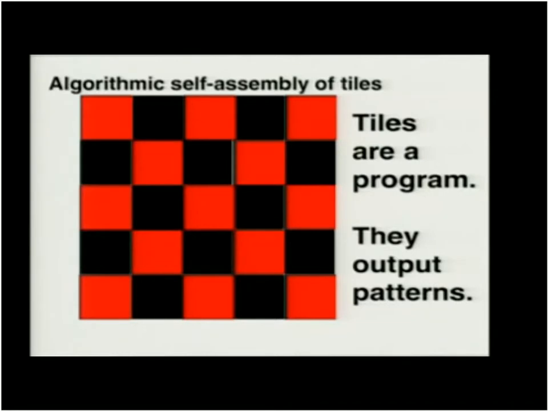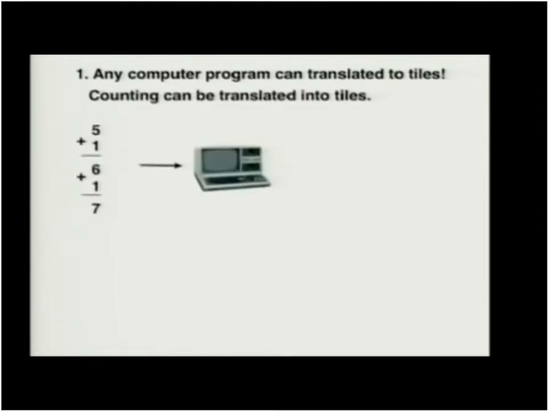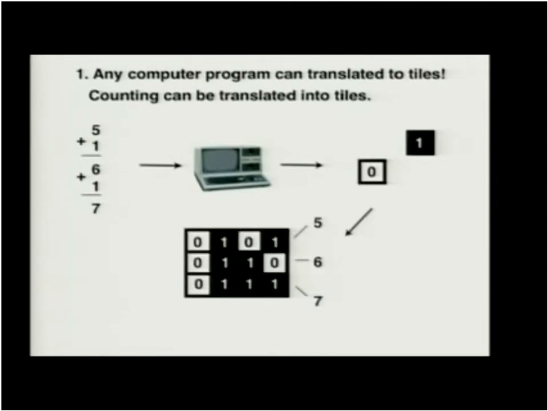And the point of this, if you didn't catch that, is that tiles are a kind of molecular program, and they can output patterns. And a really amazing part of this is that any computer program can be translated into one of these tile programs, specifically counting. So you can come up with a set of tiles that when they come together form a little binary counter rather than a checkerboard. So you can read off binary numbers 5, 6, and 7.